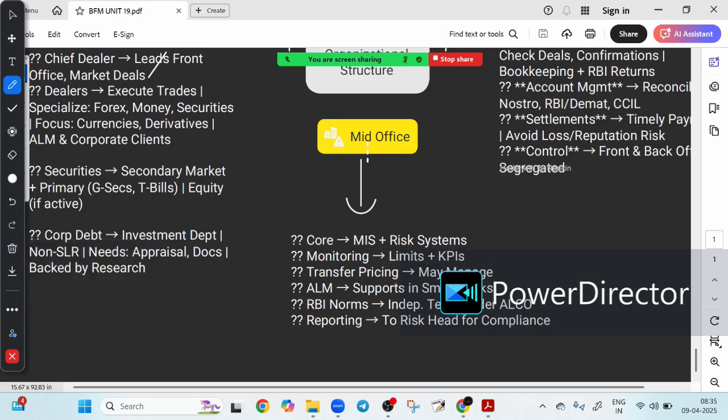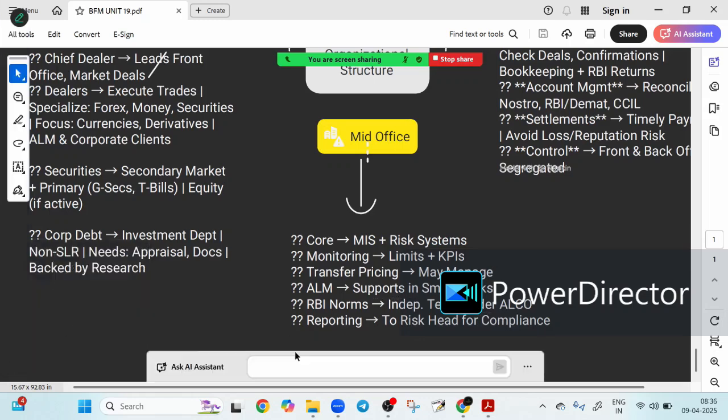It even handles transfer pricing and offers ALM support. Remember, questions are asked based on this. They offer ALM support also, right? It works closely with the risk head and maintains independence under ALCO to comply with the RBI norms.